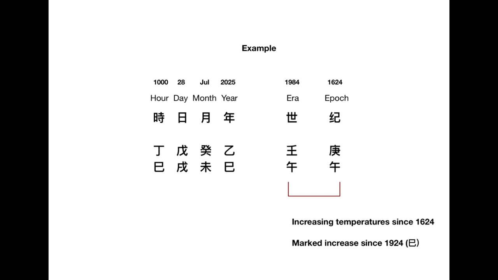We also see that since 1624, we're starting to actually see increasing temperatures as more carbon is being burned, more fire is being used, and we're noticing a marked increase since 1924, which was actually the last era, which was a Si era, also a fire era, but now this has climbed dramatically, and we're continuing to follow that trend in the current era of Ren Wu.